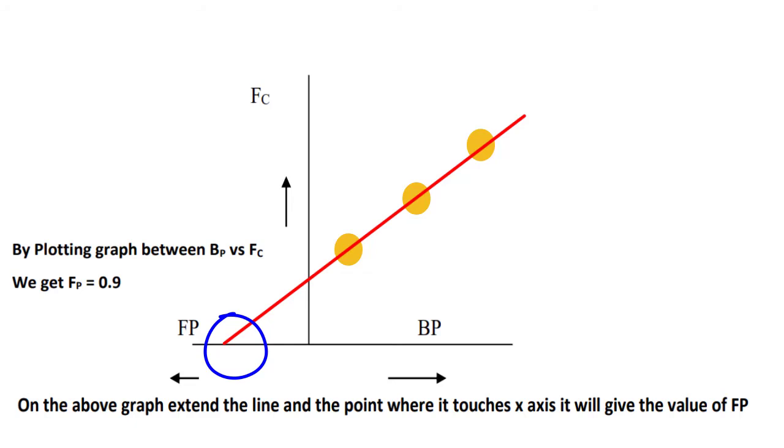So now we are getting the FP. Once the frictional power is achieved, we can easily find the indicated power also, that is brake power plus FP. So it will be 4 plus 0.9, that will be 4.9 kilowatt. So this is the idea about the experiment, and this is how we get the friction power.